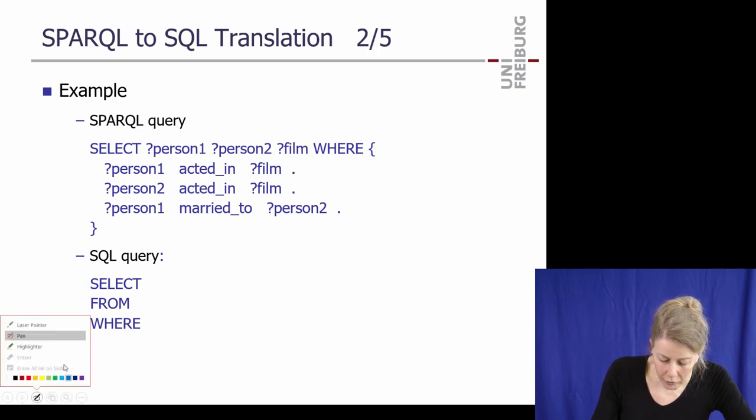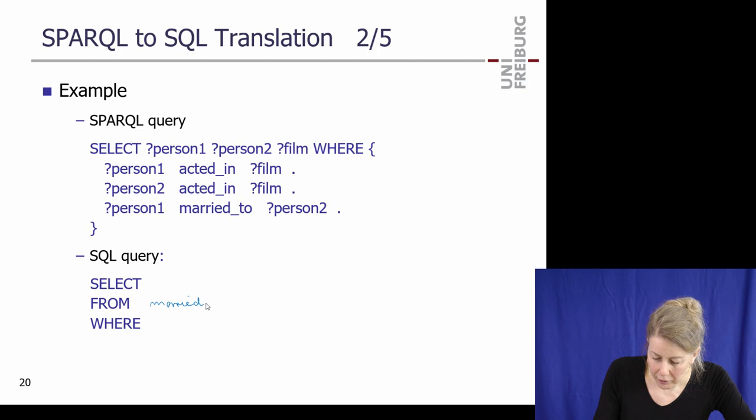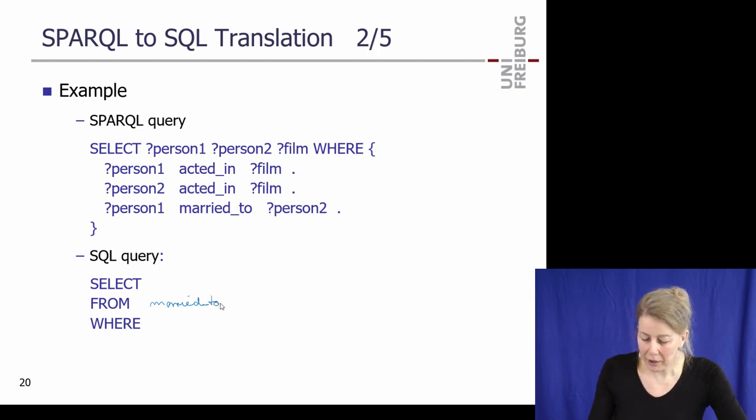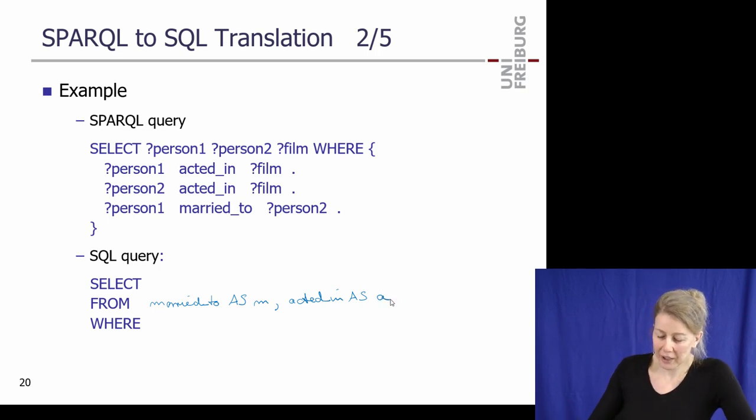Married to. And if I just want to use the table as is, I don't have to use the... okay, here, write it with underscores again, fine. Married to, and I think I can give it a name if I want to. Let me call it M, comma, acted in as, and let me call that A. I can just use it as a shorthand.